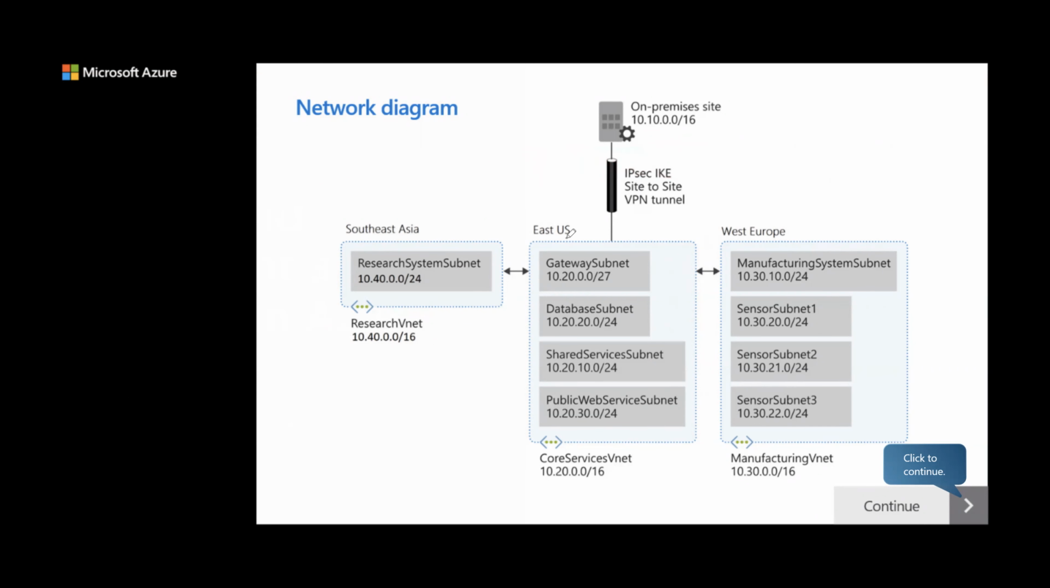Likewise, you can see that in East US, we have a gateway subnet. This is a little bit different. Then apart from that, database, shared services, and a web subnet, they are 10.0.10.0, 10.0.20.0, 10.0.30.0. And then you have the big pool. You can see that we have the VNet having /16, and then we have slices, right?